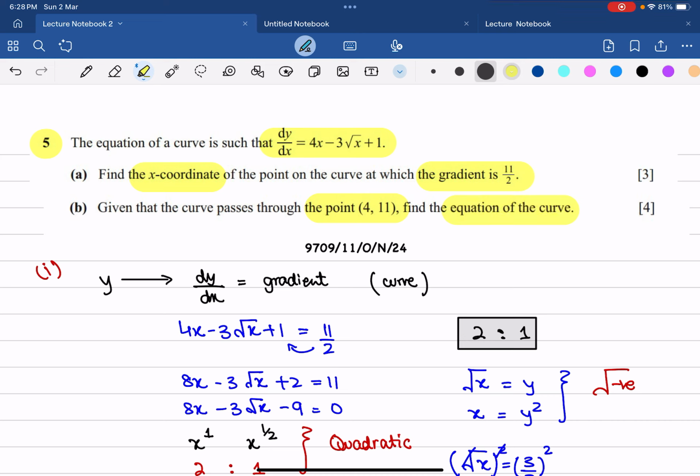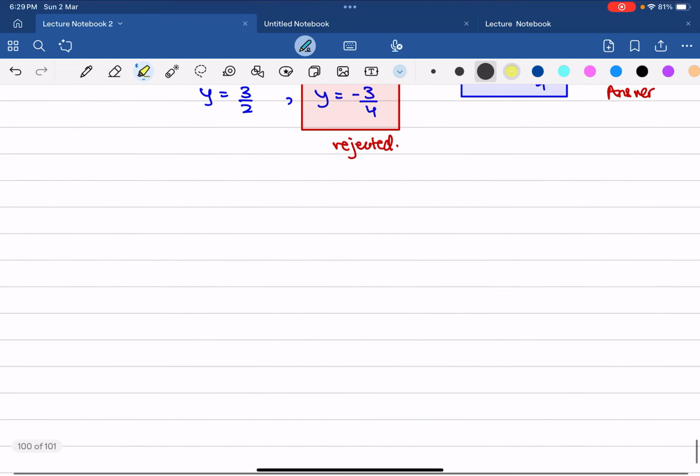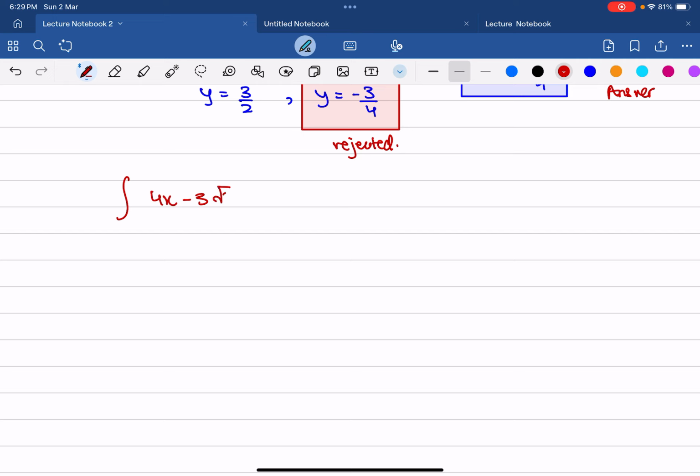Now this is a very typical integration question where the examiner gives you a differentiated equation and a point on the curve and then says that you have to find the equation of the curve. That is very simple. What will you do? You are going to do nothing. You are just going to integrate the differentiated equation given in the question. My equation was 4x minus 3 root x plus 1, and I'm going to integrate it with respect to x.